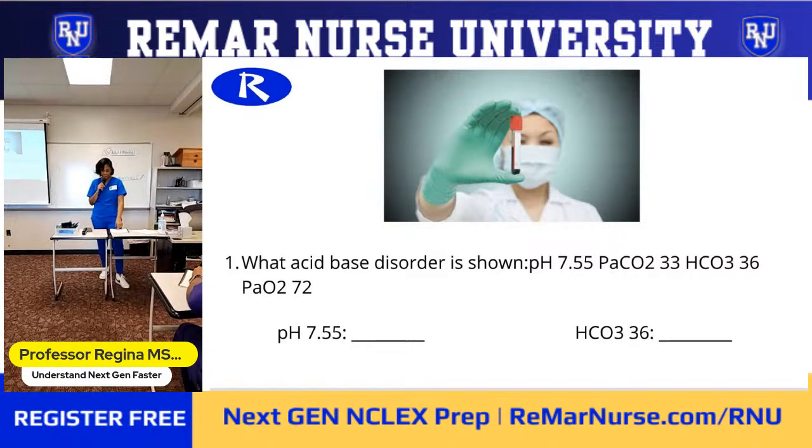It's metabolic. Now look at the pH and tell me, is it metabolic alkalosis or metabolic acidosis? Alkalosis. So the answer is, you have to have two things, metabolic alkalosis. Everybody understand how we got here? Okay, do the next three by yourself.